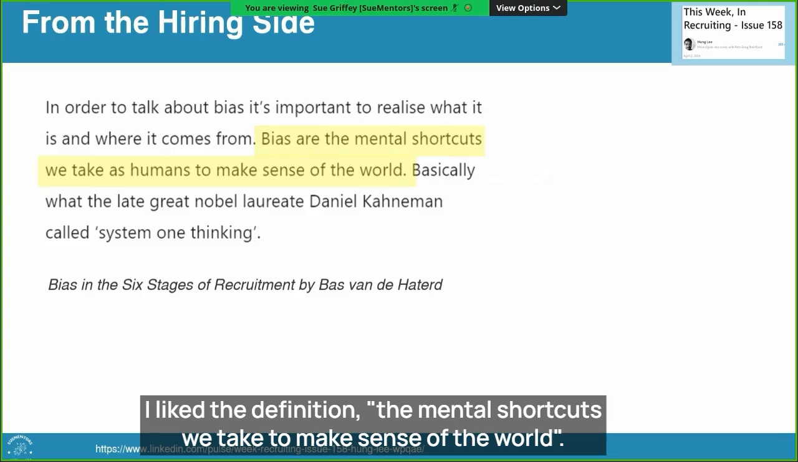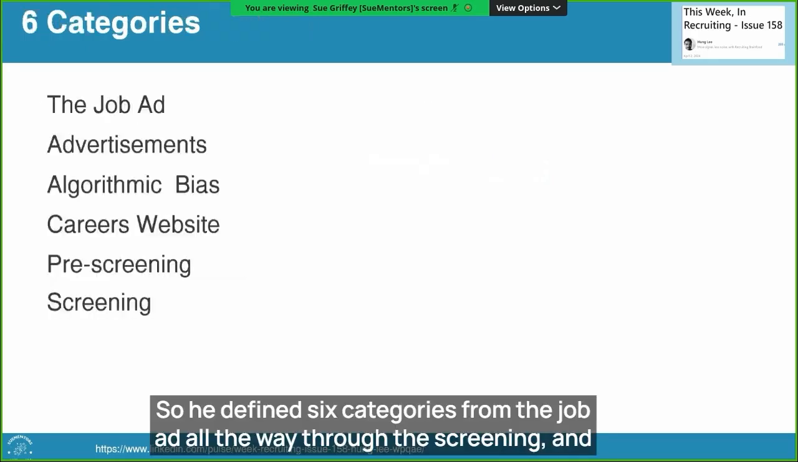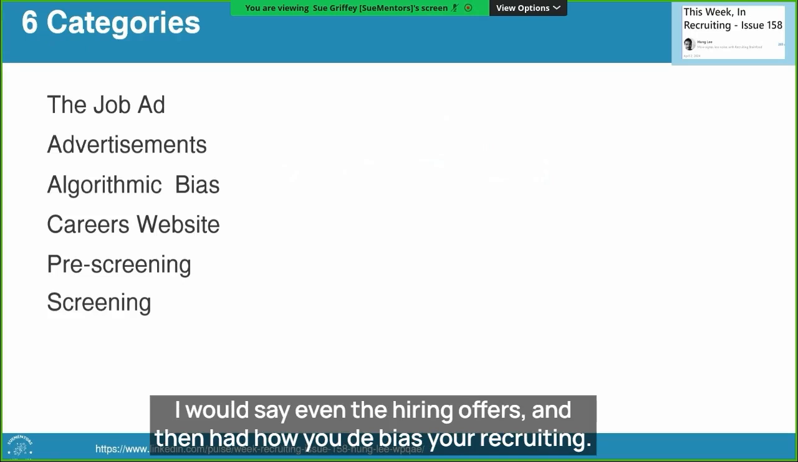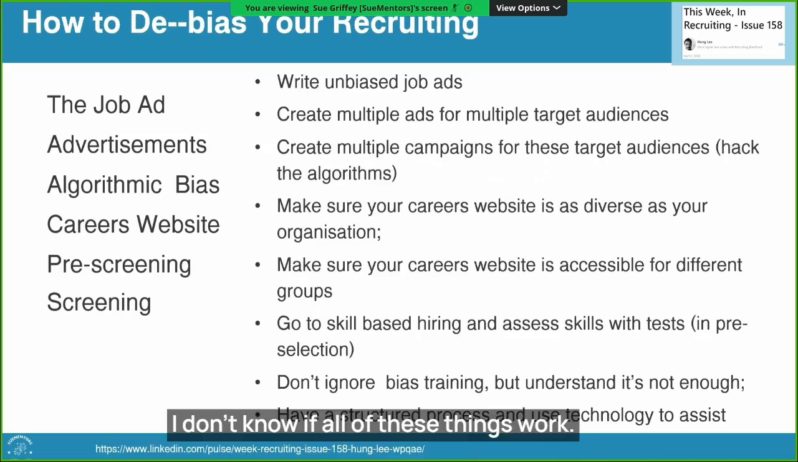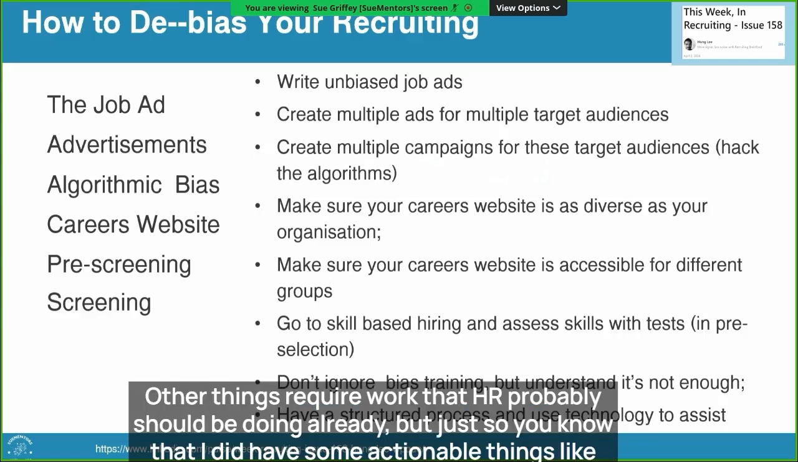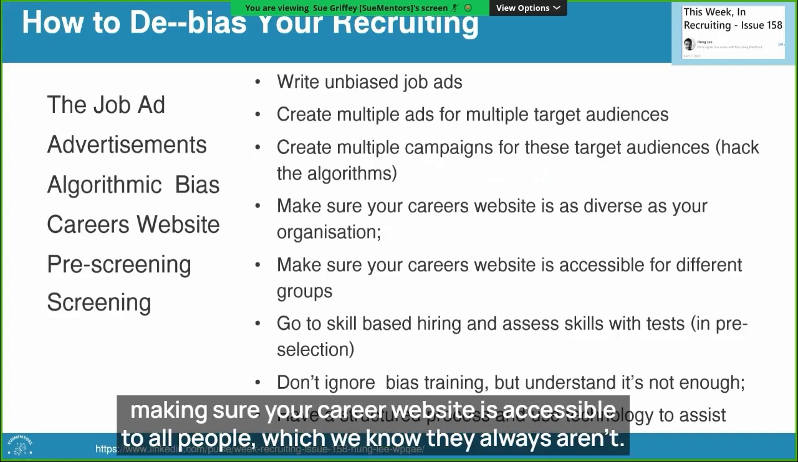I liked the definition: the mental shortcuts we take to make sense of the world. So he defined 6 categories, from the job ad all the way through the screening, and I would say even the hiring offers. And then he had how you de-bias your recruiting. I don't know if all of these things work. Some of them require huge political commitments. Other things require work that HR probably should be doing already. But just so you know, they did have some actionable things, like making sure your career website is accessible to all people, which we know they always aren't.